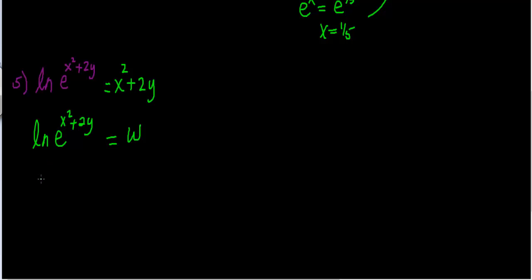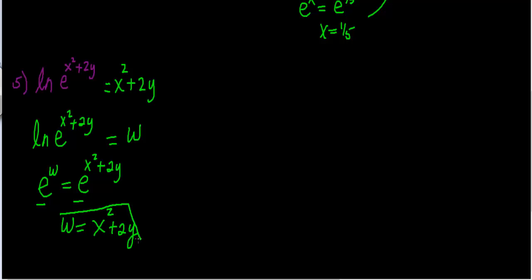So now I rewrite this as an exponential. Remember, my base here for natural log is e, so I'm raising e to the w power is equal to e to the x squared plus 2y, okay, the argument. Now if I have the same base, then the exponents must be the same. So w is equal to x squared plus 2y, which is what we said it was going to be equal to. And there you have it.